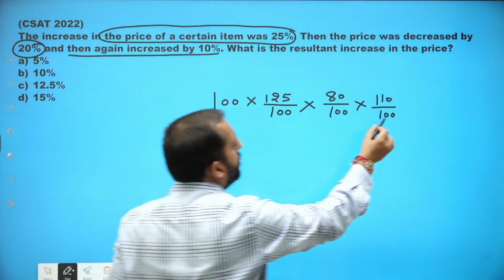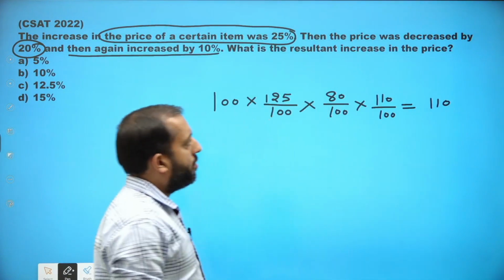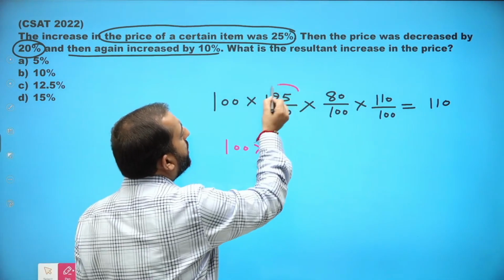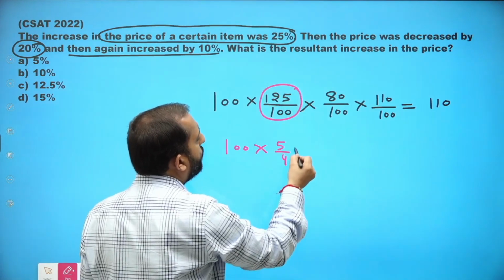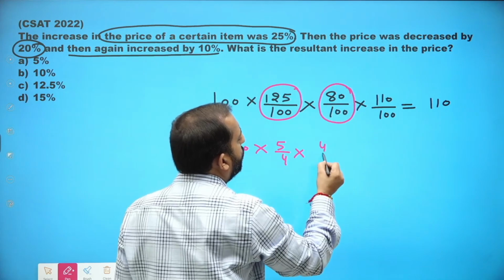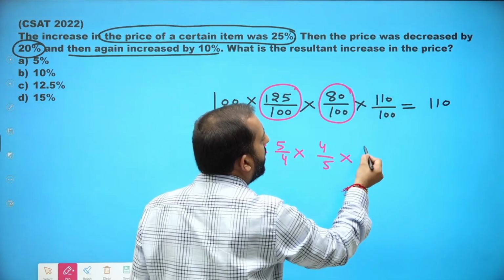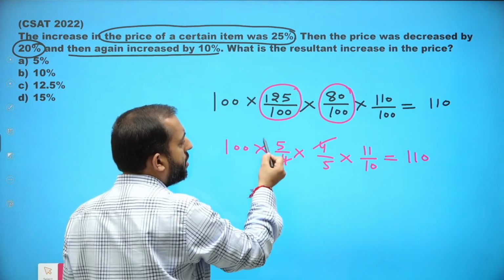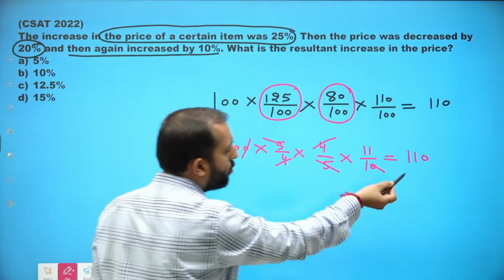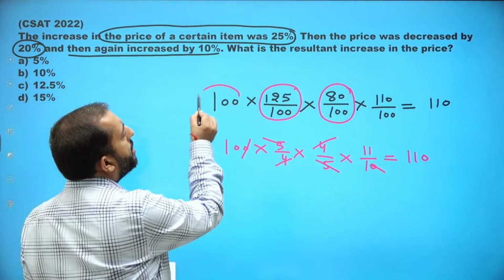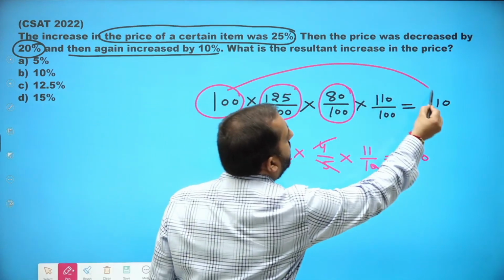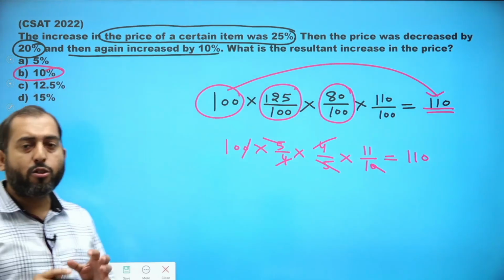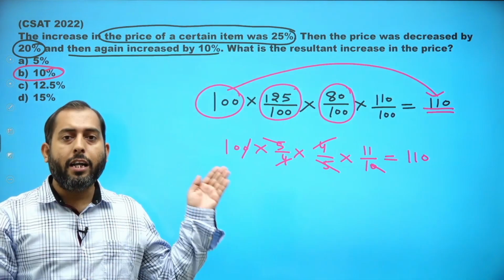Now if you solve this, you will get 110 finally. Why? Because 125% is nothing but 5 upon 4, 80% is nothing but 4 upon 5, and 110 upon 100 is nothing but 11 upon 10. So you will get 110 directly. This 4 cancels out, this 5 cancels out, the 0 cancels out. So the value was 100 in the very beginning, it becomes 110 finally. So the net change is 10%. This is called successive change. Kindly make a note of it.